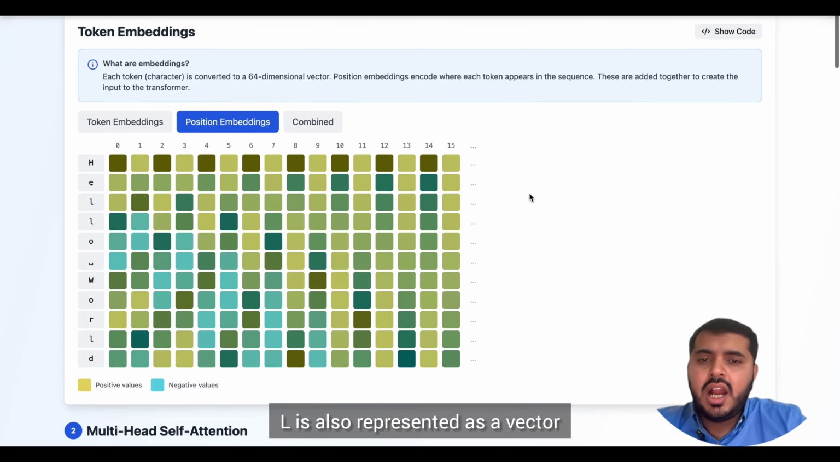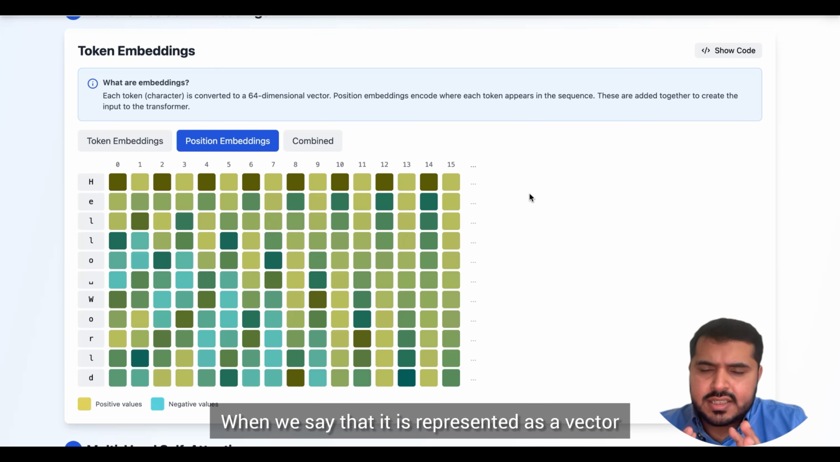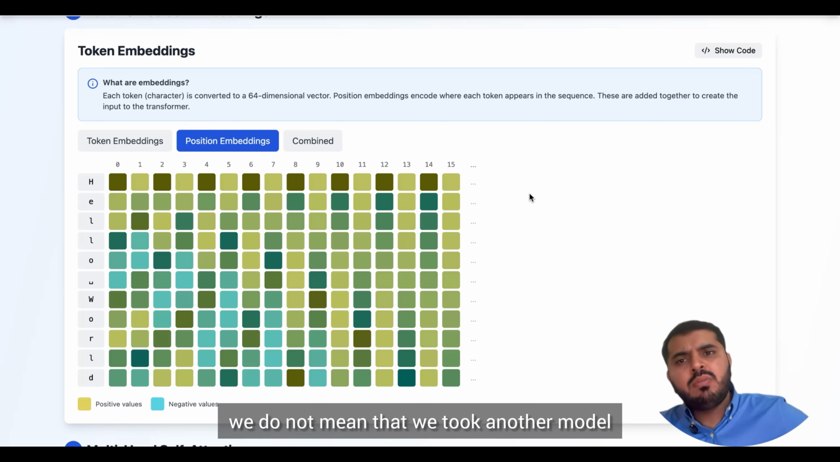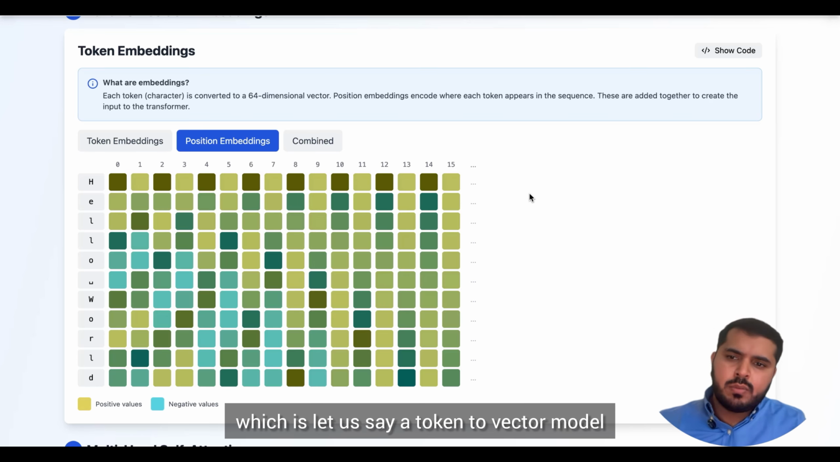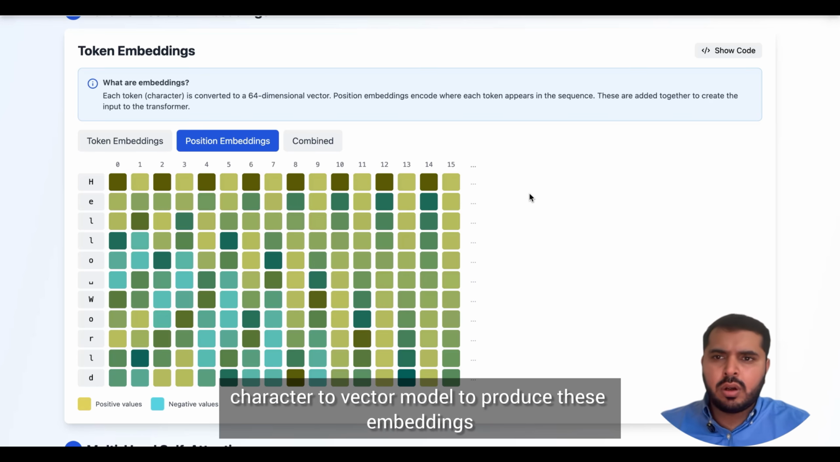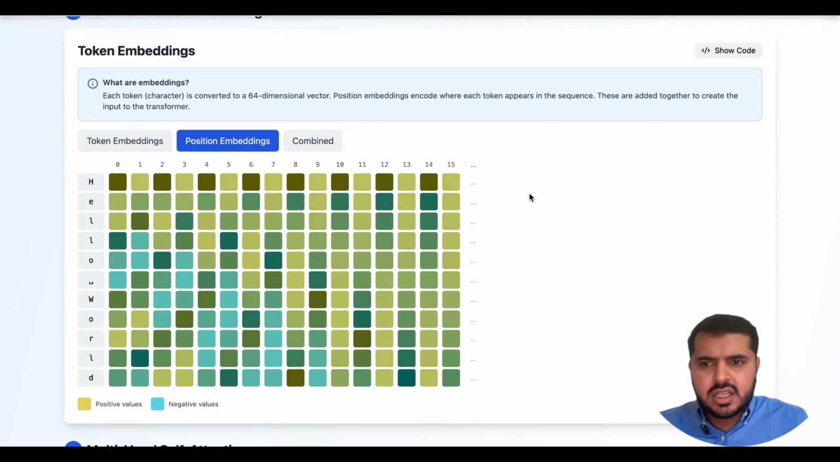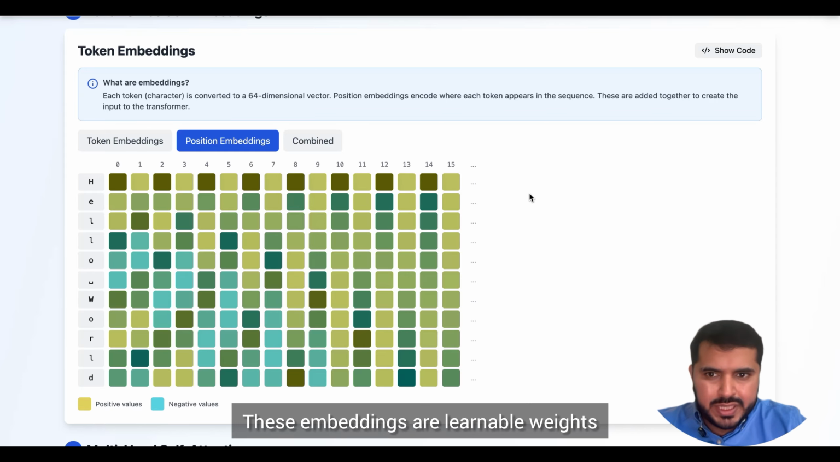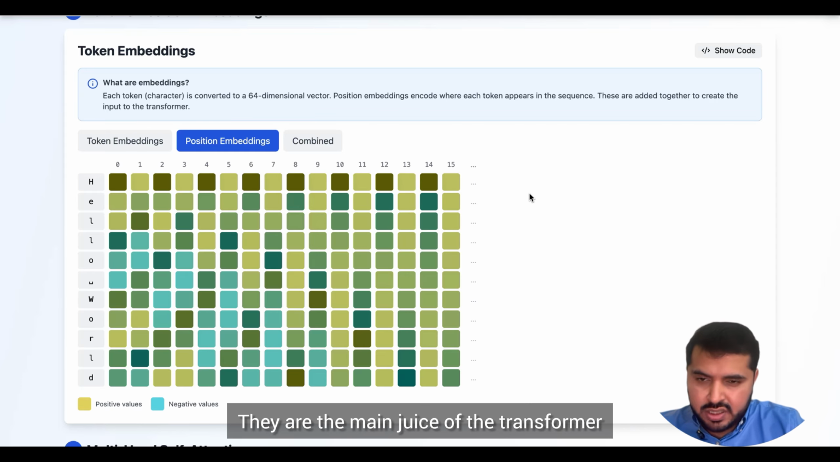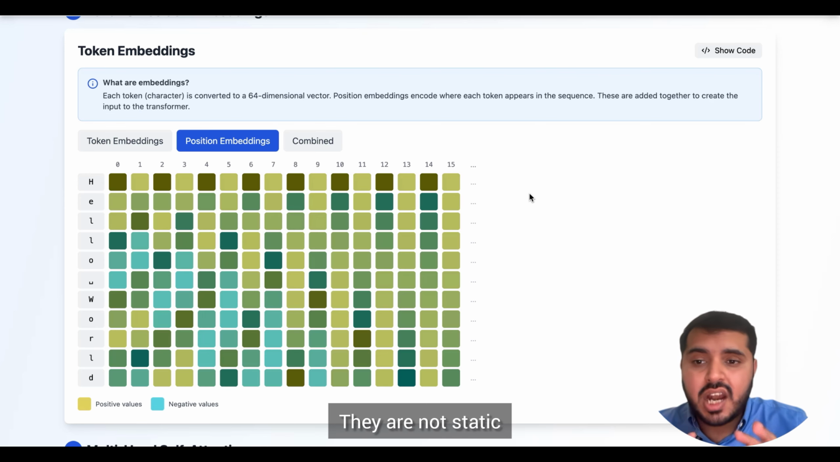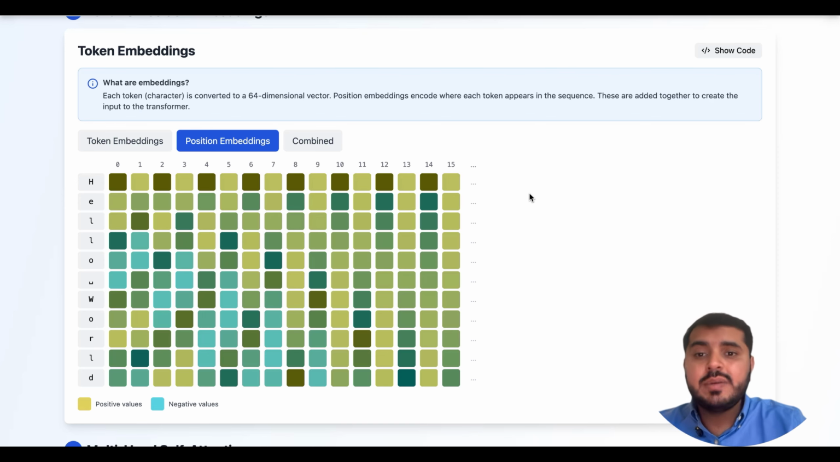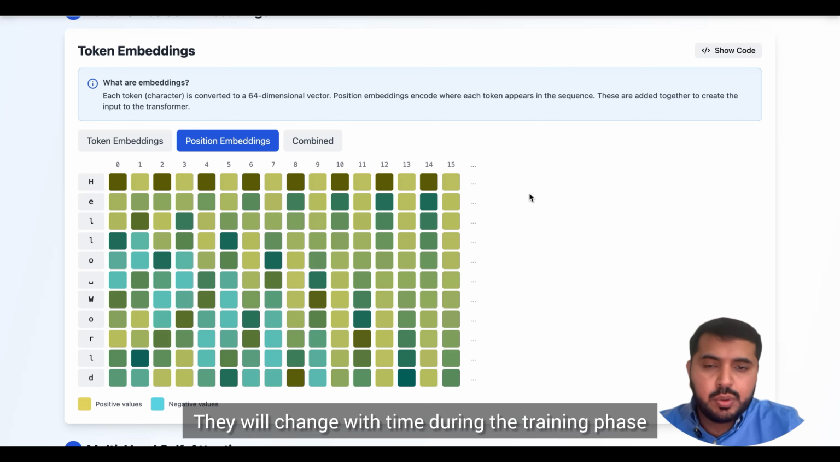as a vector. And when we say that it is represented as a vector, we do not mean that we took another model, let's say a token to vector model, word to vector model, character to vector model, to produce these embeddings. These embeddings are learnable weights, right? They are the main juice of the transformer. They are learnable weights. They are not static. They are not frozen. They will change with time, during the training phase.